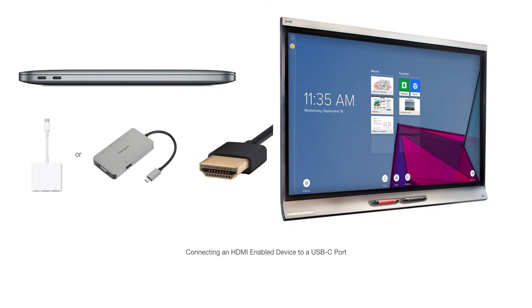Last, if your computer only has USB-C ports, you will need to connect either the Targus or the USB-C to HDMI dongle to your Mac, and then daisy chain it to your smart panel using the HDMI cable found on the left-hand side of your panel.